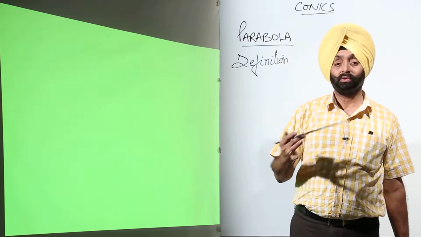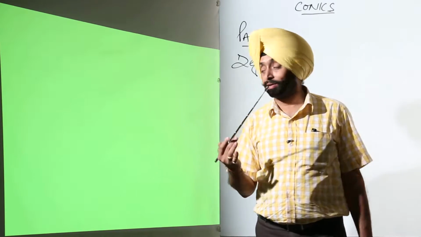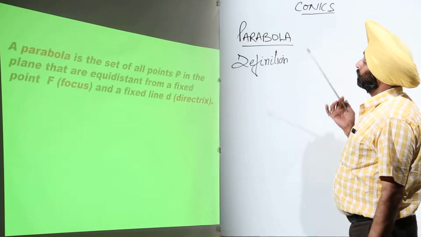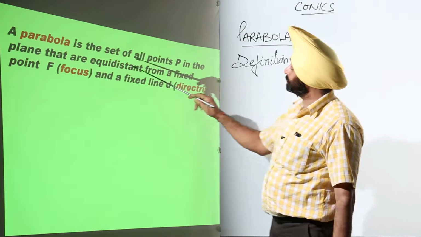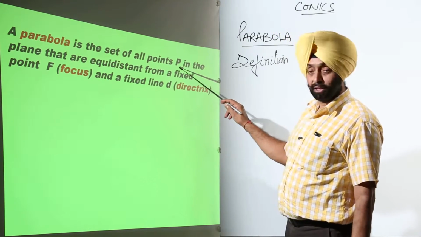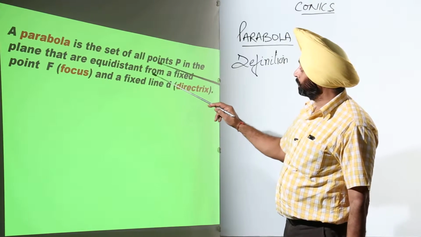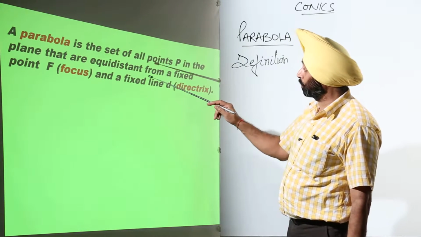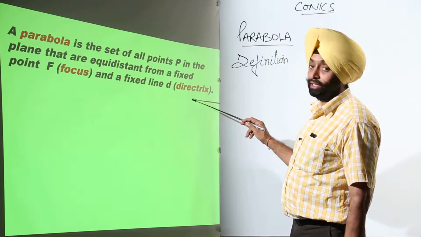Now let's start with the definition for the parabola. Just look here at what we are having. A parabola is the set of all points P in the plane that are equidistant from a fixed point F and a fixed line D, the directrix.